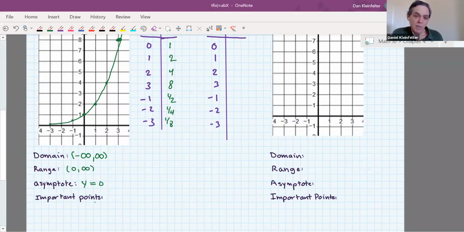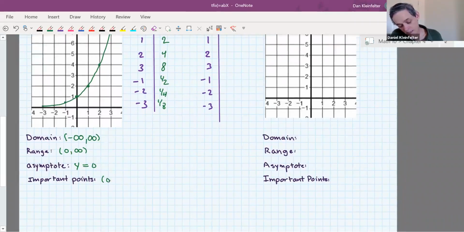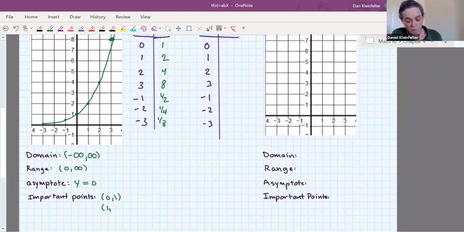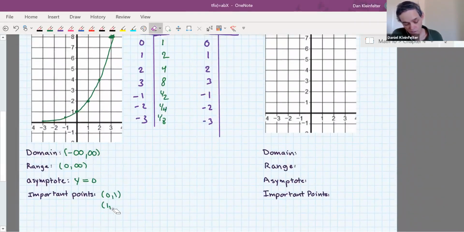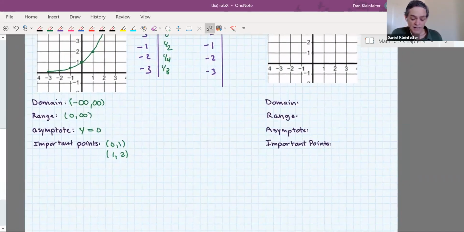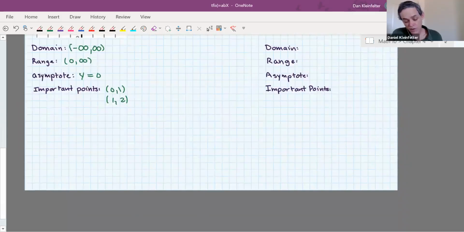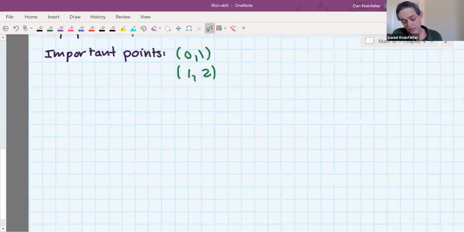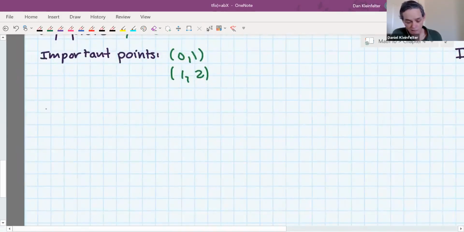And here, when I say important points, there's 2 points that this graph will always pass through. It's going to pass through the points (0, 1) and (1, 2). So why is that? And this is true for any exponential function, the part about the important points. So let me address that.